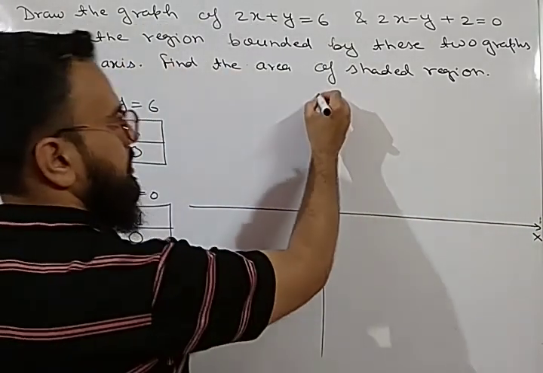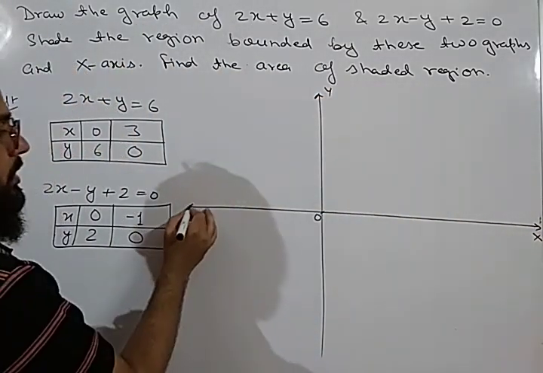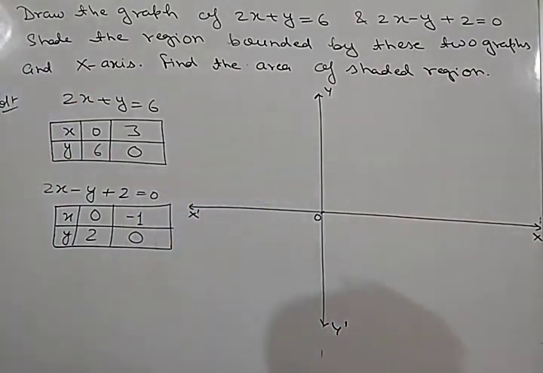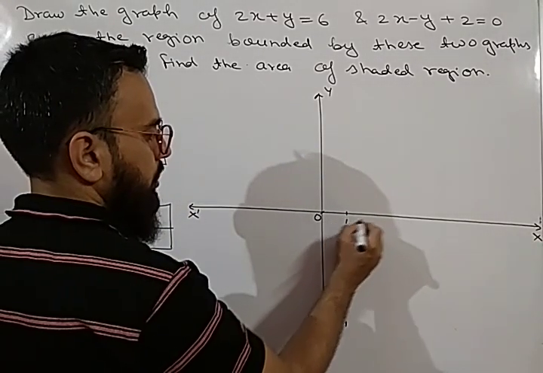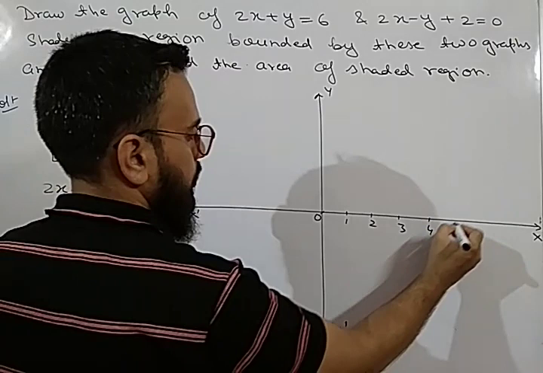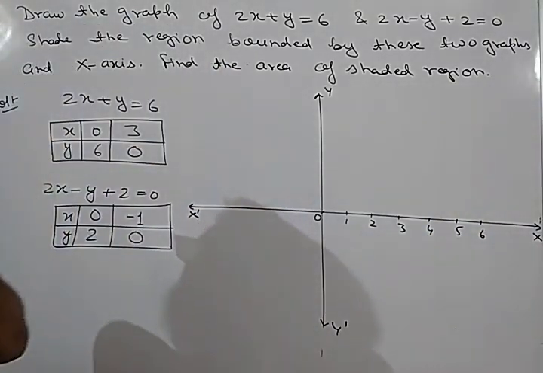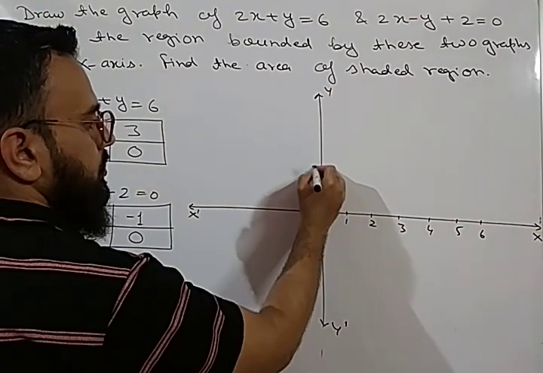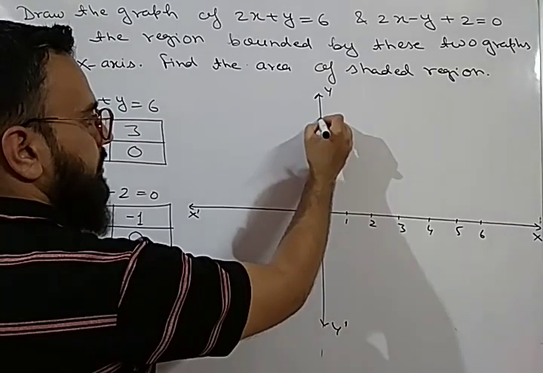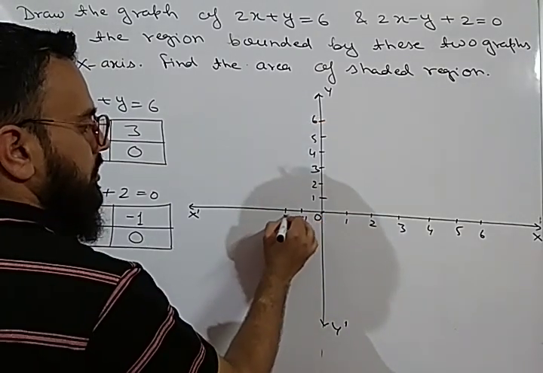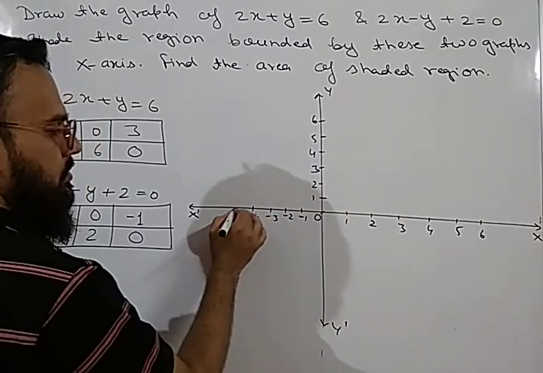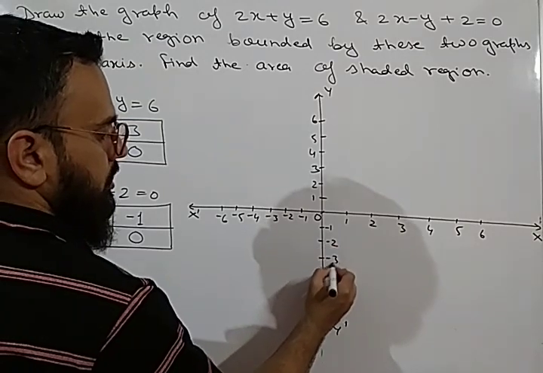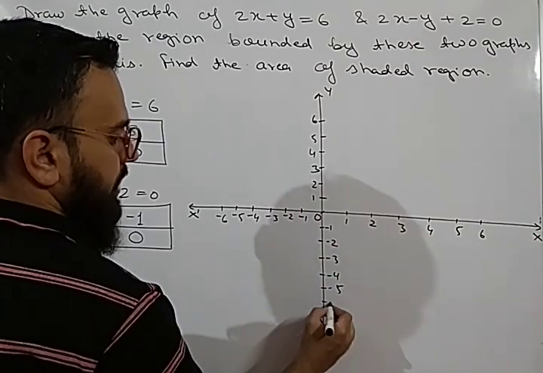So this is our x-axis, this is the y-axis, this is the origin, the negative x-axis that is x dash, and the negative y-axis that is y dash. Now let us take the points 1, 2, 3, 4, 5 and 6. On the y-axis it is 1, 2, 3, 4, 5 and 6. This is minus 1, minus 2, minus 3, minus 4, minus 5 and minus 6. Again it is minus 1 to minus 6.